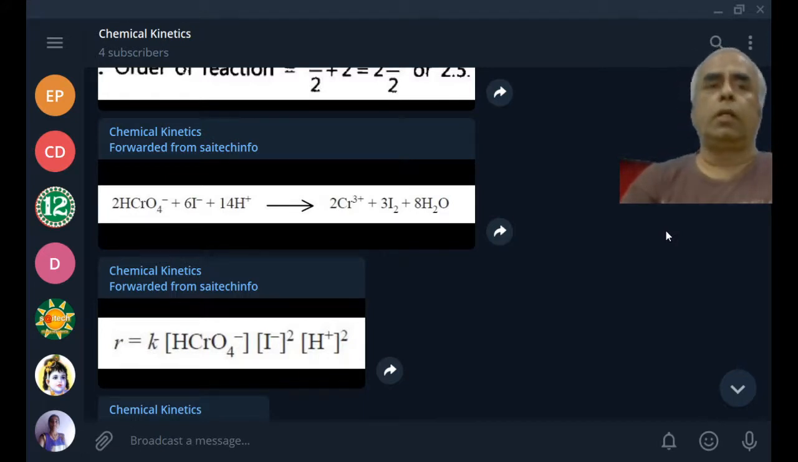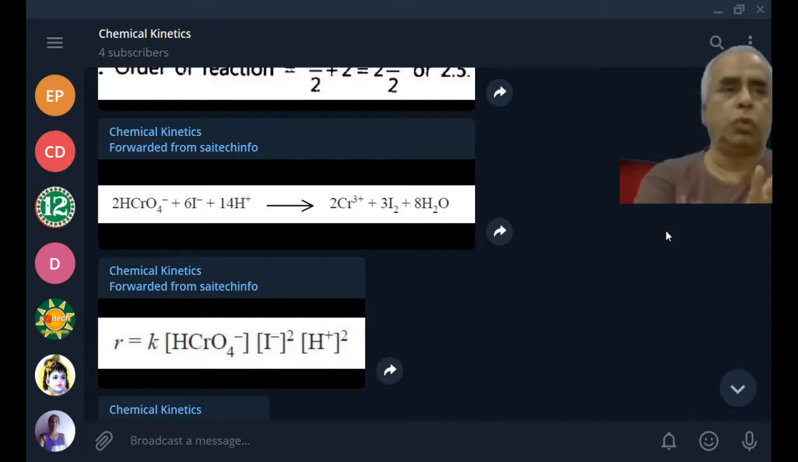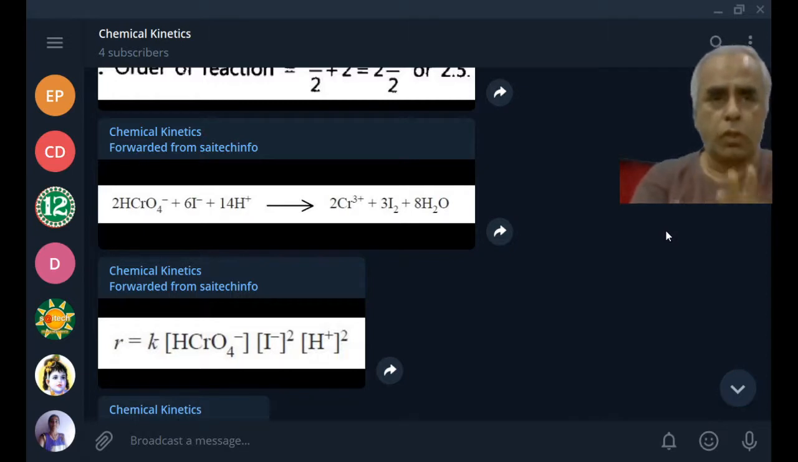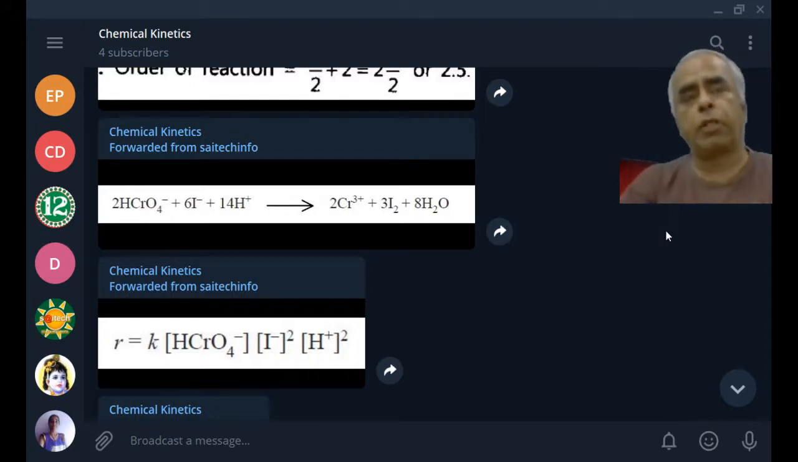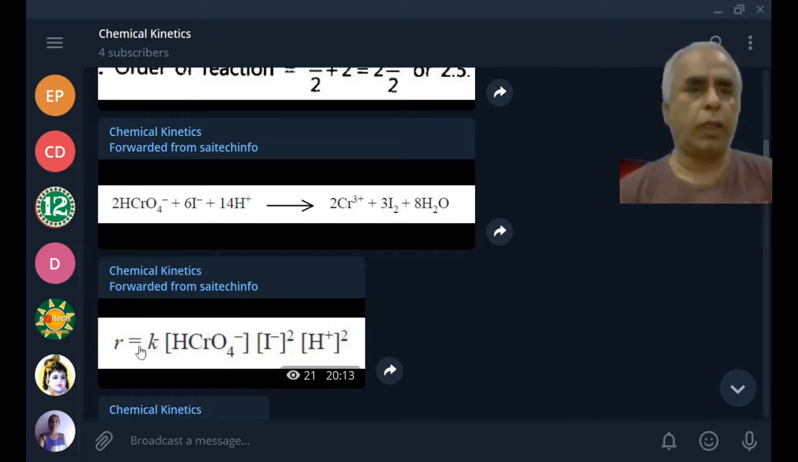Now let us check it out. What is the order of the reaction? The order of the reaction need not be 14 plus 6 plus 2. Do you agree with me? It is not 22. So on what basis do we have to determine the order of the reaction? We have to decide based on the rate equation. What is that rate equation? We have got here R is equal to K into [HCrO4 minus] into [I minus] whole square into [H plus] whole square.